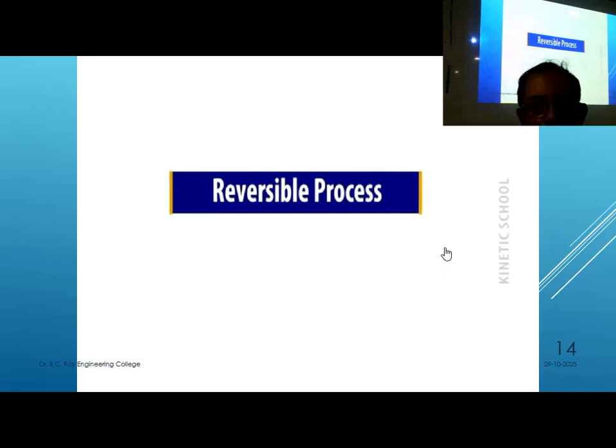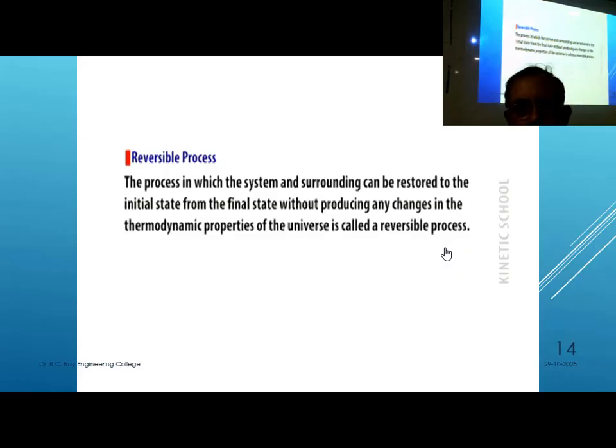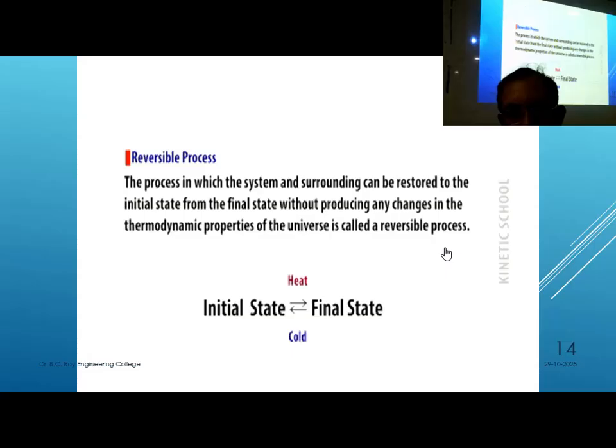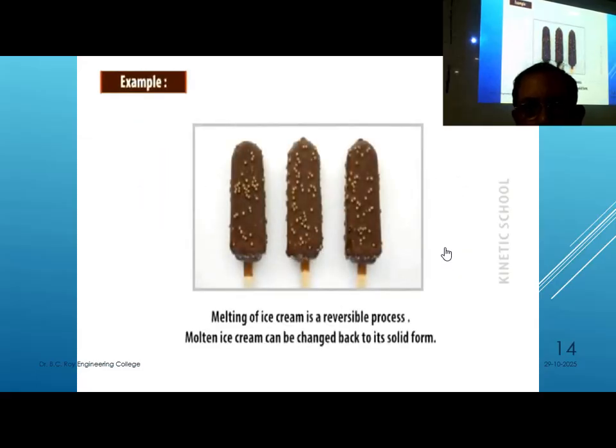What is reversible process? The process in which the system and surrounding can be restored to the initial state from the final state without producing any changes in the thermodynamic properties of the universe is called a reversible process. Melting of ice cream is a reversible process. Molten ice cream can be changed back to its solid form.